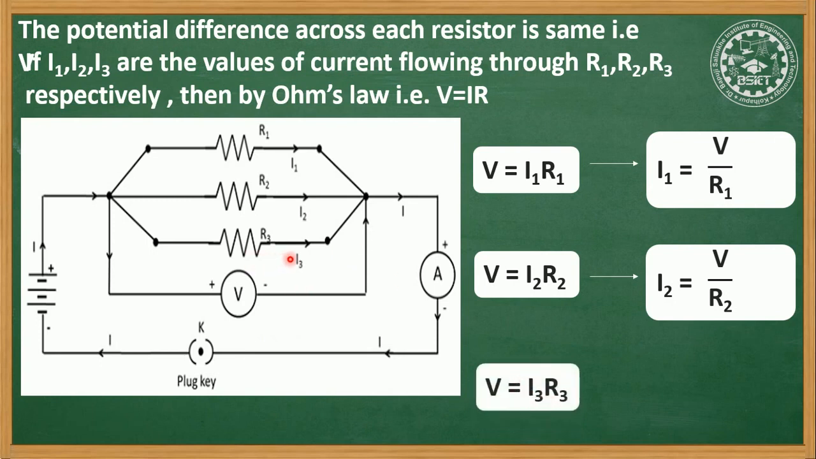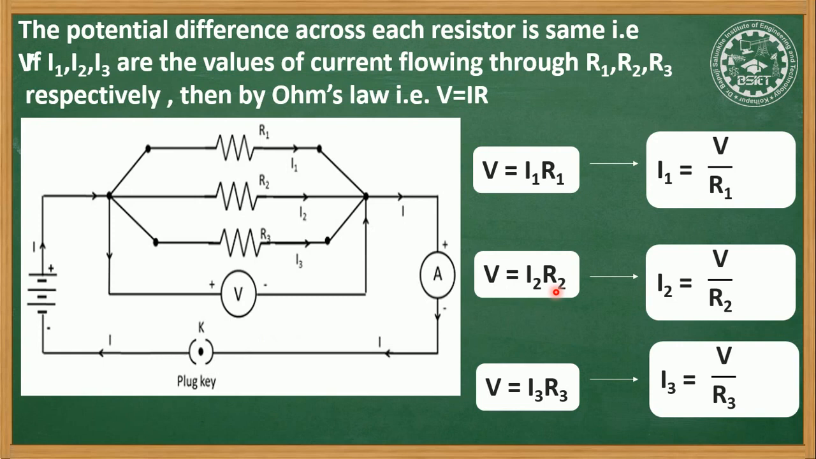I3 is the value of the current flowing through R3, and R3 is the electrical resistance of this resistor. So current I3 is equal to V upon R3. In this circuit, the potential difference across each resistor is the same. It is V. The value of the current is different. These values are I1, I2, I3 across R1, R2, R3 respectively.